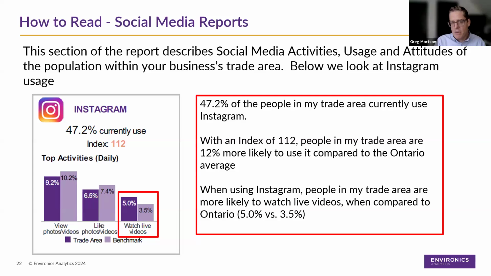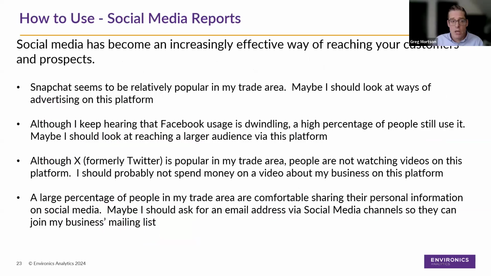So you can start to get an indication not only of what social media channels the population is using, but how they're interacting with those different channels, in order for you to really tailor and customize the way in which you reach out to the folks within your trade area that you're trying to connect with. For example, maybe you see that Snapchat is very popular. Usually that indicates a younger population within your trade area. Maybe that's something you should really double down on.